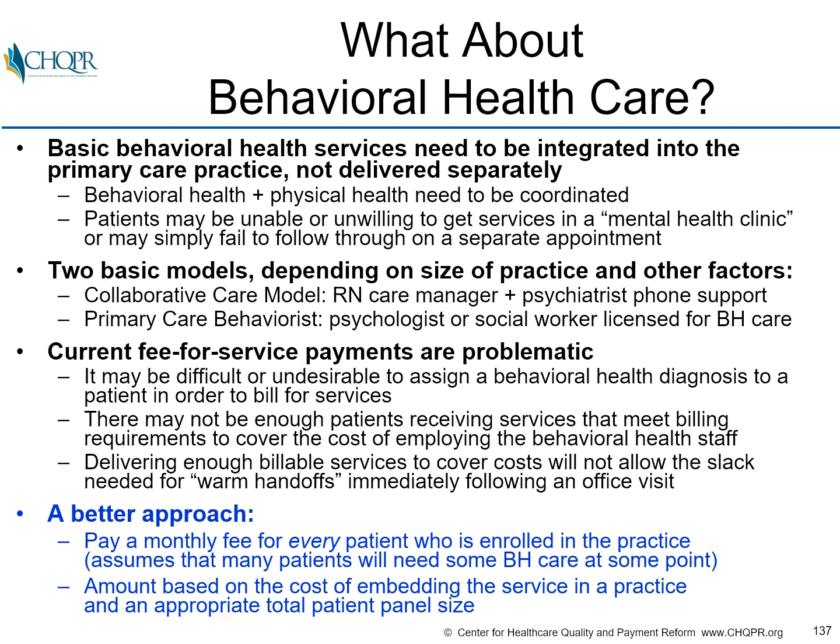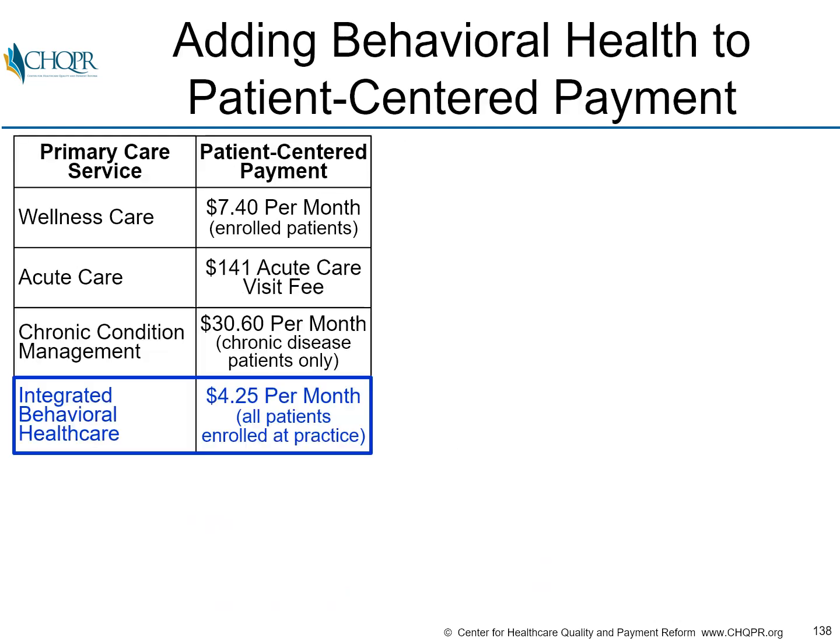A better approach, the patient-centered approach, is to pay the practice a monthly fee for every patient who is enrolled in the practice for wellness care, not just for those patients who are actively receiving behavioral health services. The amount of the fee should be based on what it will cost the practice to employ staff with the necessary training and skills. Based on calculations similar to those shown earlier for other services, a $4.25 payment per month for every patient in the practice would likely be adequate to support the cost of delivering integrated behavioral health care services.